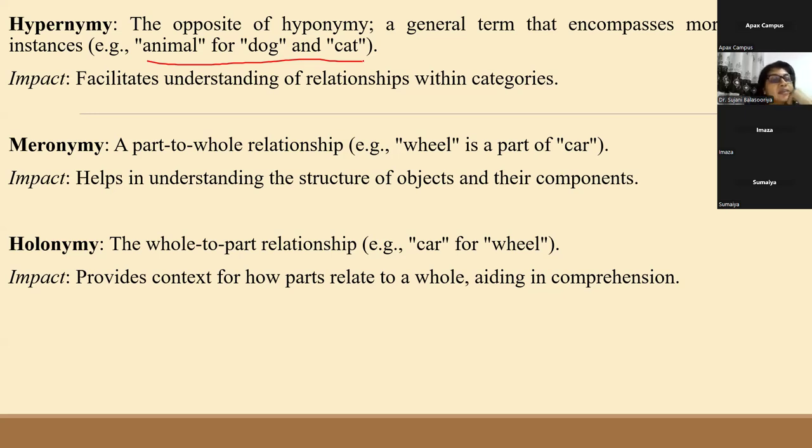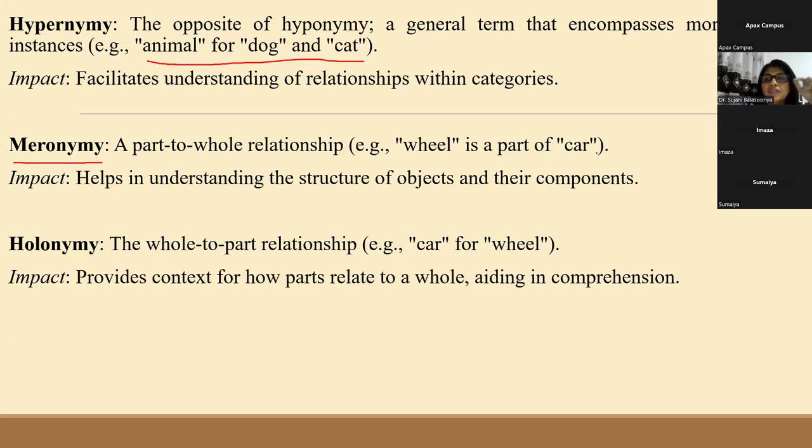And meronym. Meronymy. I don't know whether this is familiar to you. This is another semantic relationship actually. We identify this as a part to whole relationship. Part to whole. Now look at the example.